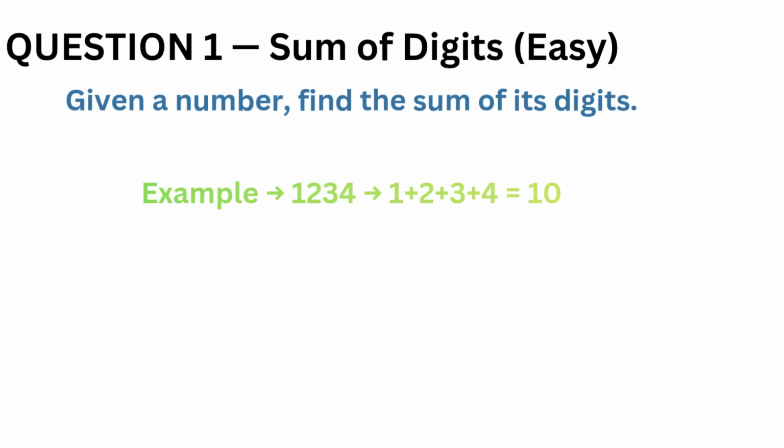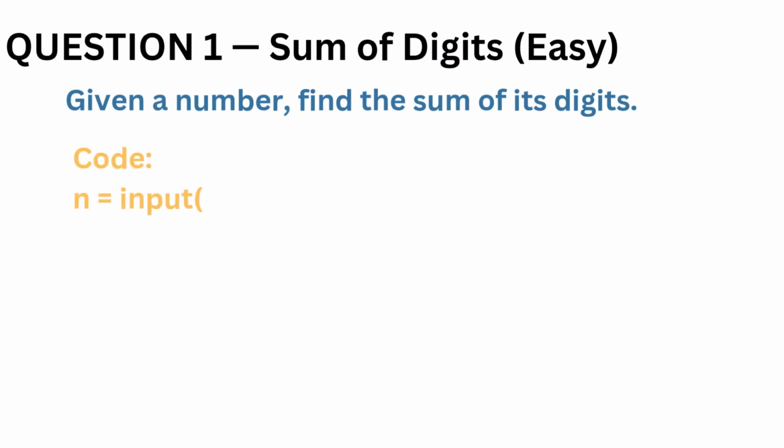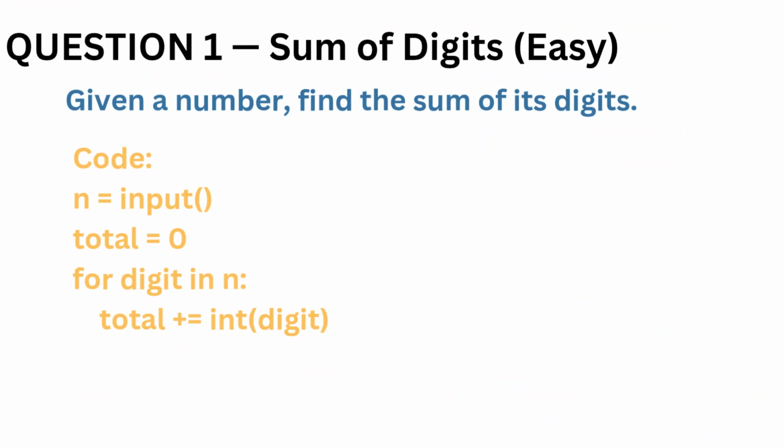So basically it will be n equal to input. So it will input a number from the user and we have to initialize total equal to 0. For digit in n, total will be total plus integer of digit, and print total. So finally it will print the sum of the digits in the given number. So this is simple logic using iteration.